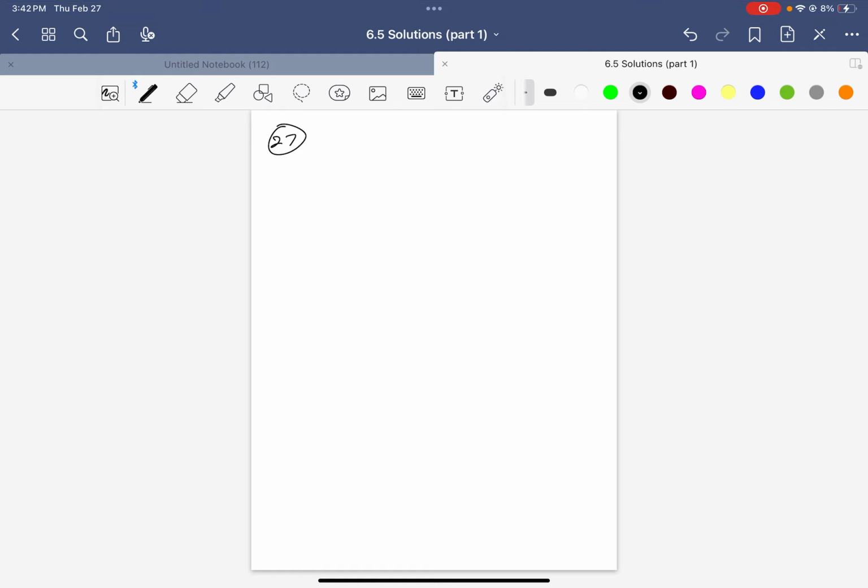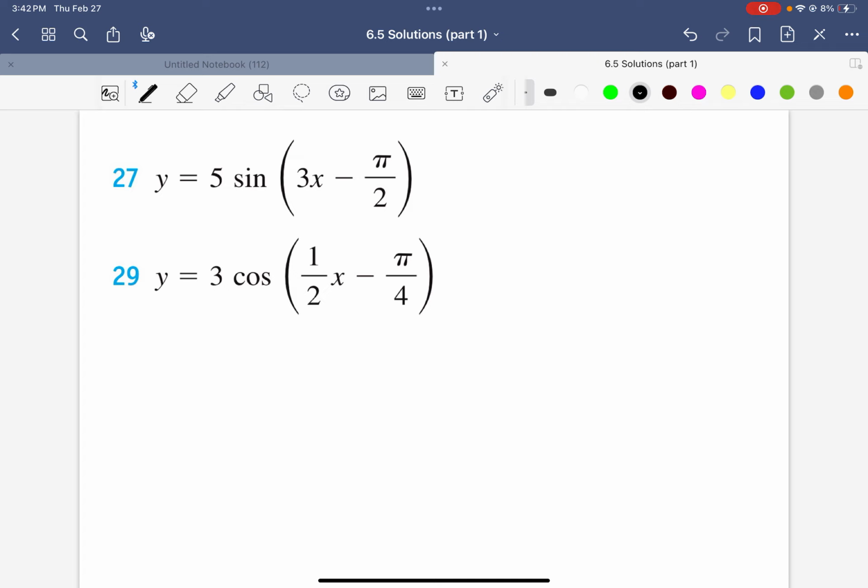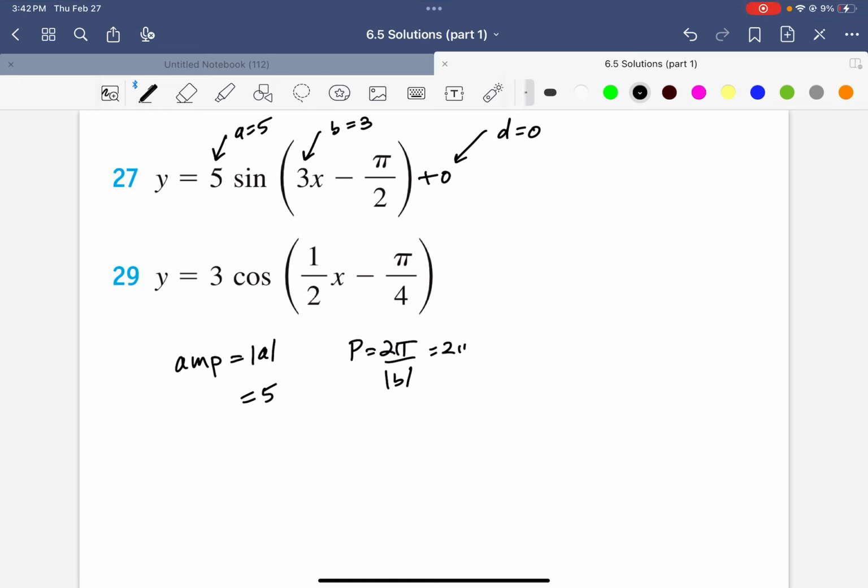Okay, so for 27 and 29, those are functions. So let's do 27 first. When we look at this, we see that our A is 5, our B is 3. I think we also see that our D is equal to 0. So in this case, my amplitude for 27 is absolute A, so it's 5. My period is 2 pi over absolute B, so it's 2 pi over 3. And then my midline is at 0.